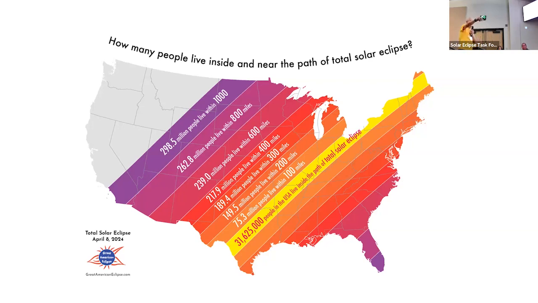Look at the eastern seaboard. The major cities from Boston all the way down to Philadelphia, those are all within 200 or 250 miles of the eclipse. So it's going to be much more impactful than the 2017 eclipse.